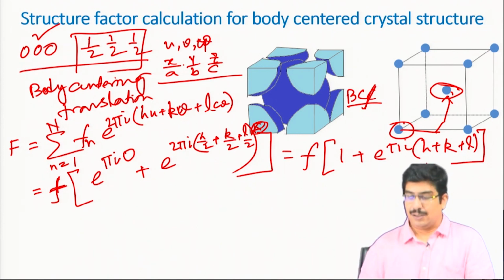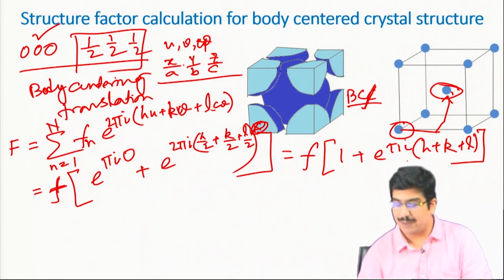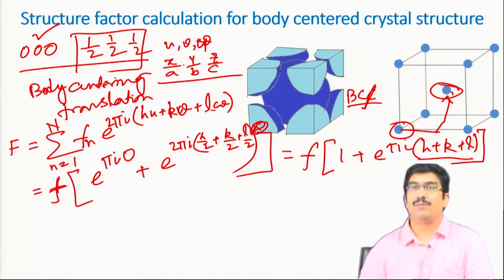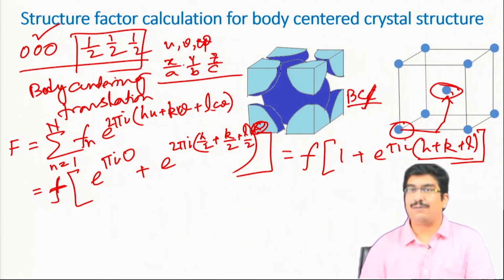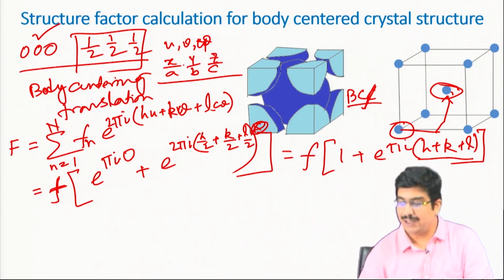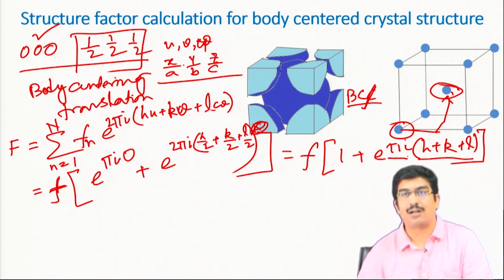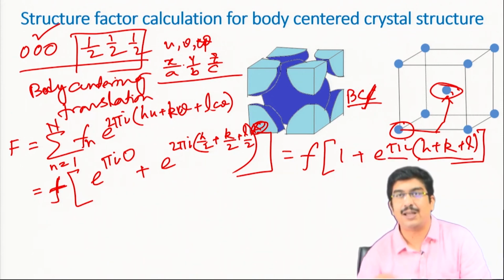Fine. Now, what we have to see, as we have seen for base centered also, is how we determine the sign of this F simply from various combinations of h plus k plus l, and we have derived some general formulas. We have seen that if this is an even integer multiple of pi i, then this will come out to be 1.